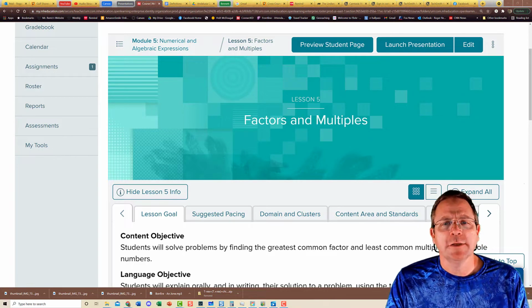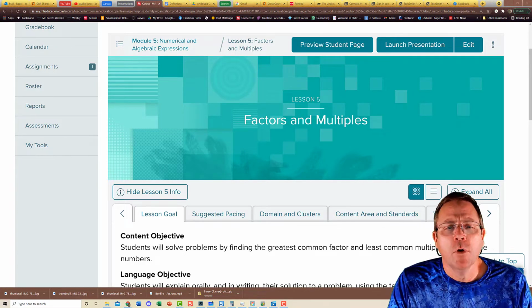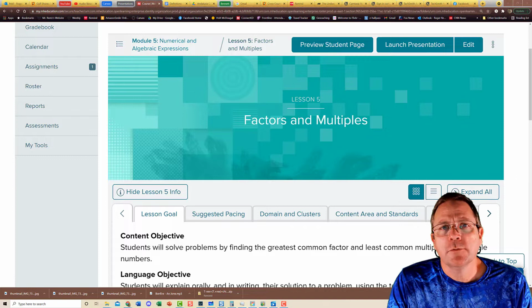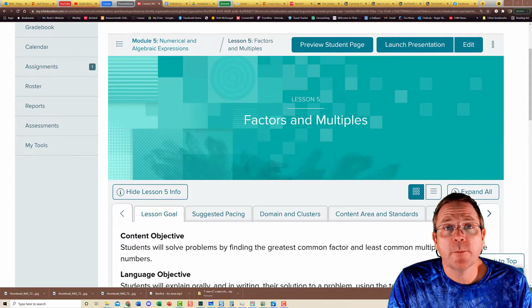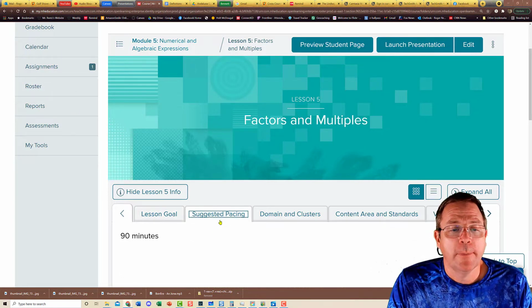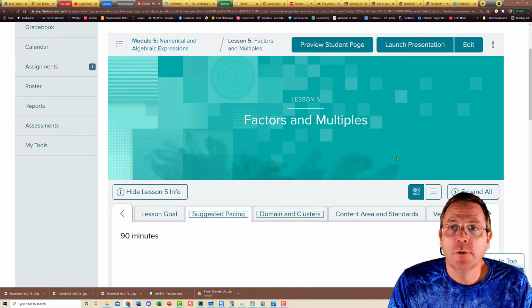Module 5, Lesson 5 is Factors and Multiples. The content objective says students will solve problems by finding the greatest common factor and the least common multiple of two whole numbers. The pacing guide suggests this will be a 2-day lesson.